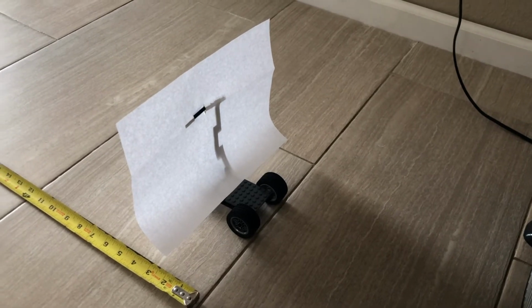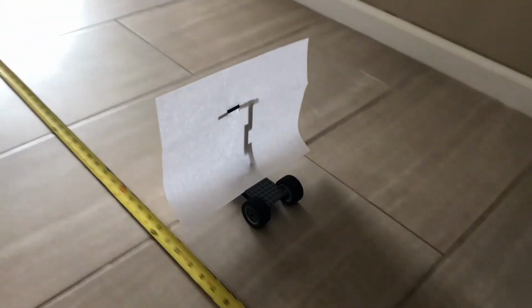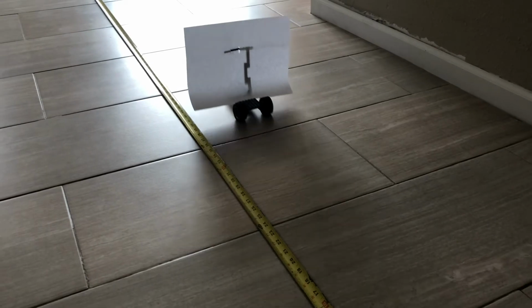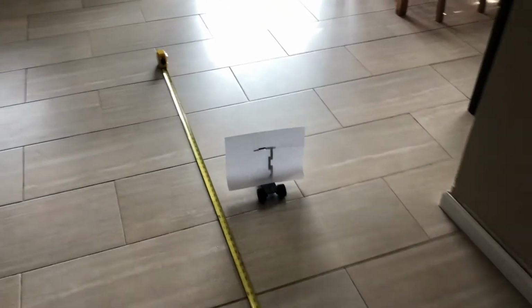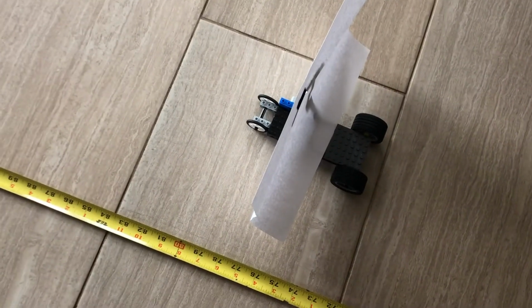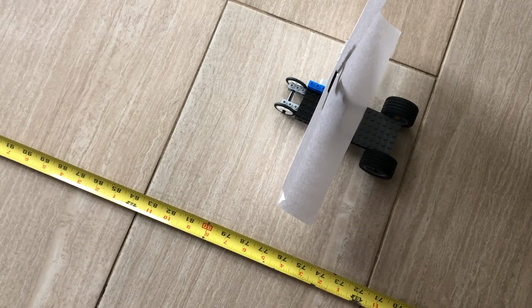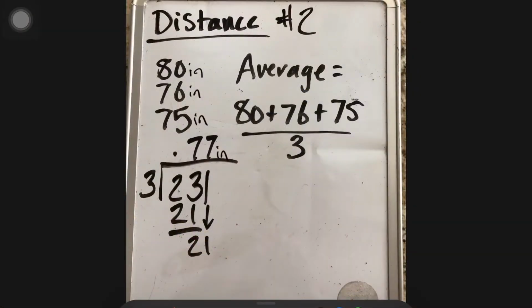Here we go. 1 alligator, 2 alligator, 3 alligator, 4 alligator, 5 alligator. And it looks already like this one's going quite a bit further. And you can see this one went 80 centimeters. All right, we're going to do the same thing with sail car number 2.